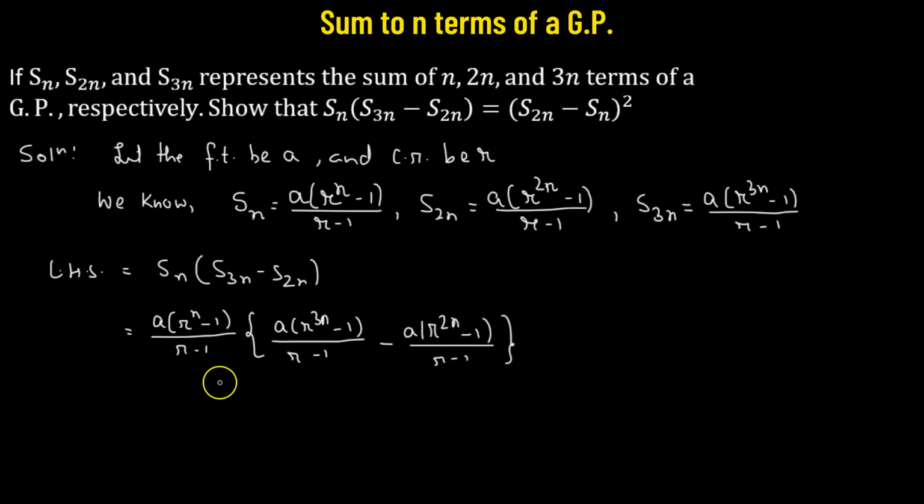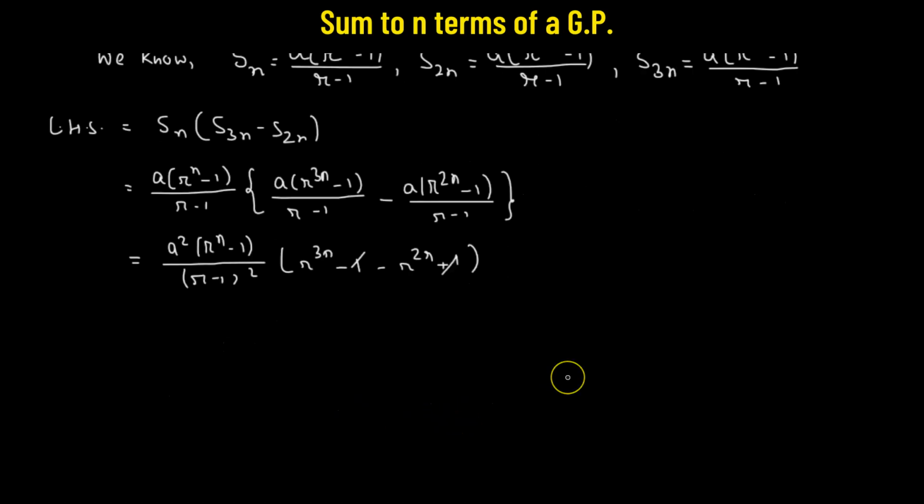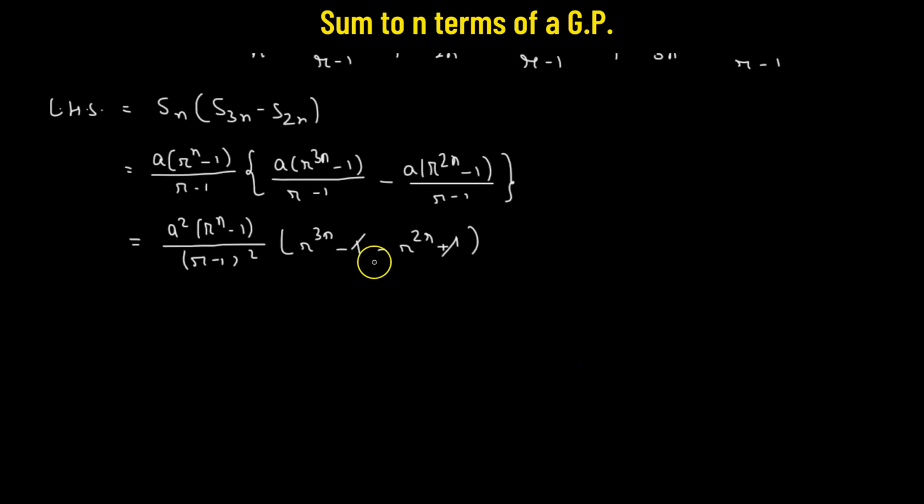Which will be equal to, so we can take A over R minus 1 as the common factor from within the parentheses, so we will get A squared multiplied by (R raised to the power of n minus 1) divided by (R minus 1) whole squared, and within the parentheses we are left with R raised to the power of 3n minus 1 minus R raised to the power of 2n plus 1. So here negative 1 and positive 1 get cancelled, and we are left with R raised to the power of 3n minus R raised to the power of 2n within the parentheses.